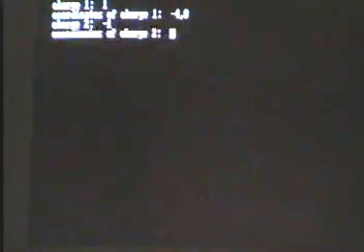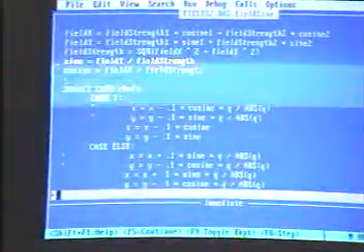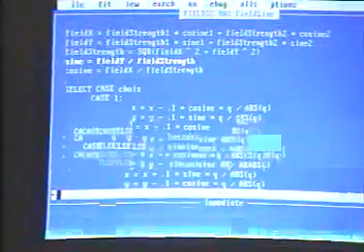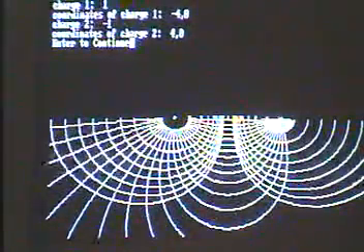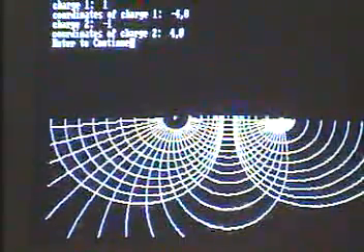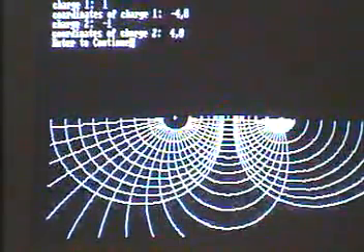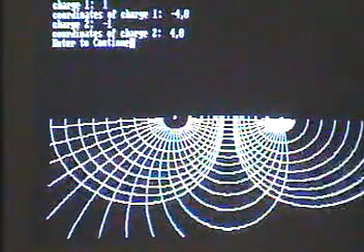Charge 2, let's make charge 2 -1 at -4, 0. I think I did something really stupid there, but we'll get it back. Okay. Charge 1 at -4, 0. Charge -1 at 4, 0. I think I said -4, 0 last time. Okay. The program didn't do something it should have, but let's see what it did do.